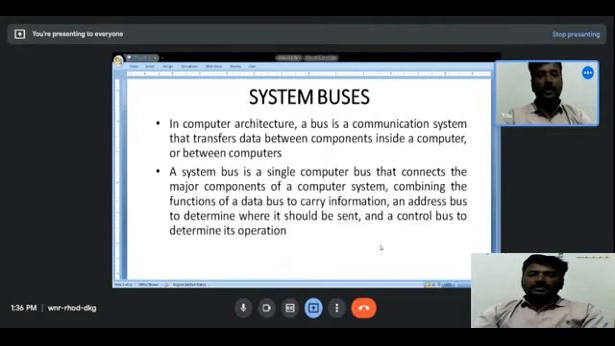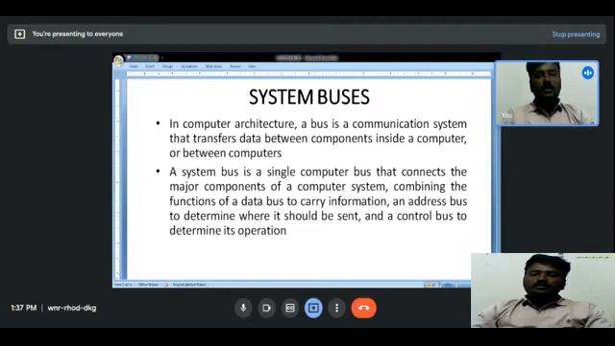So first of all, what is a system bus? The system bus is one which plays a main role in data communication. A bus is a communication system that transfers data between system components, such as the computer and other peripheral devices, or in fact between two different computers, that is, among different networks.